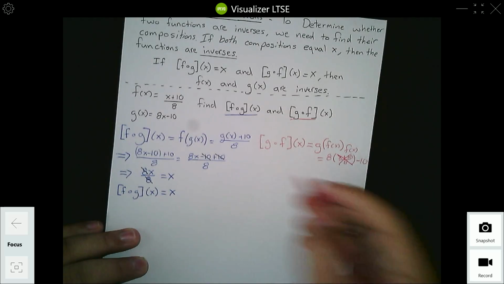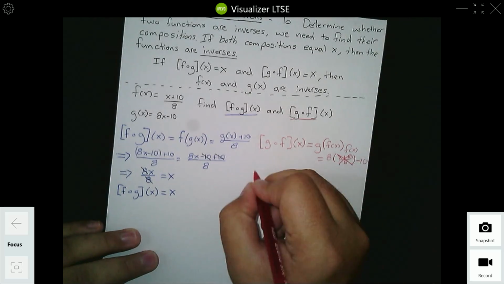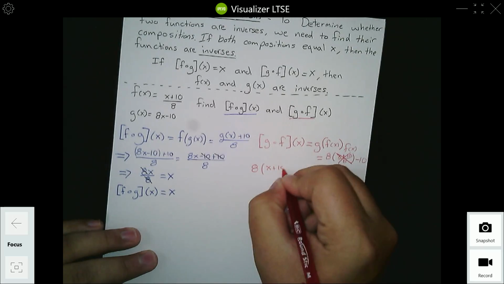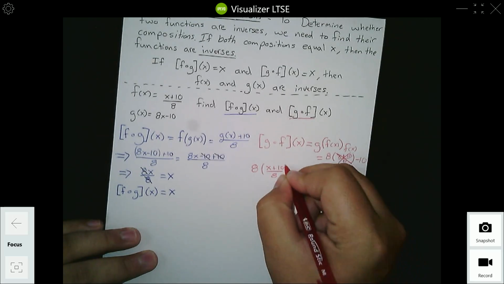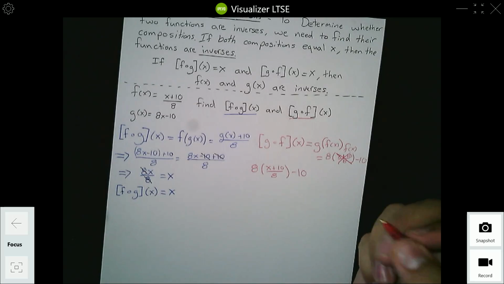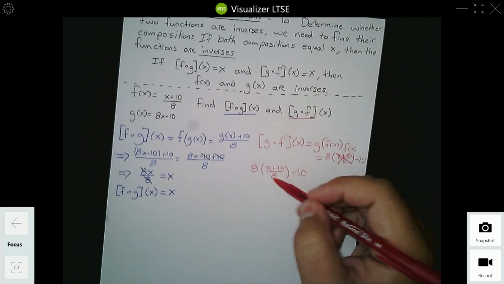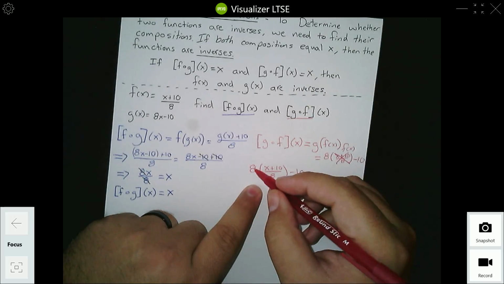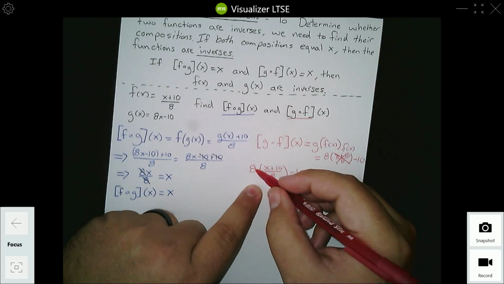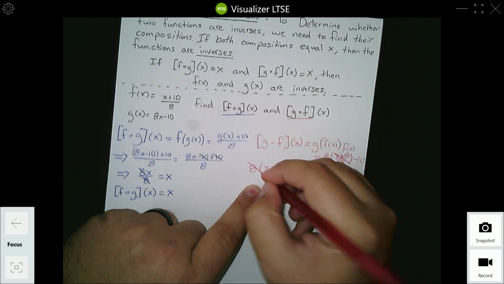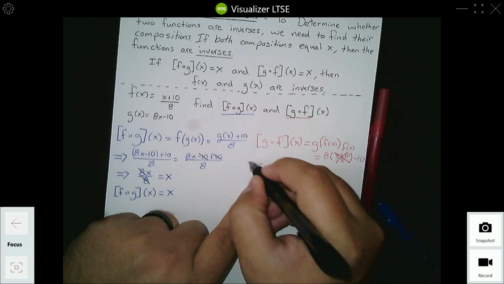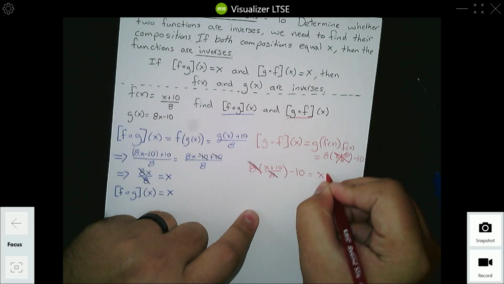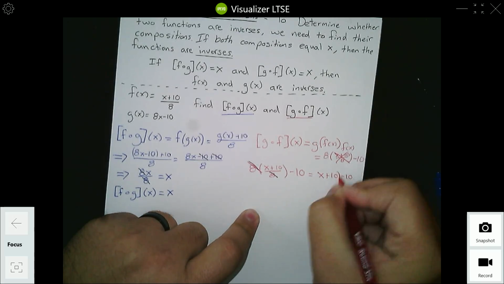So now I can come down here and rewrite this entire thing. 8 times (x plus 10 divided by 8) minus 10. Now, since I'm multiplying by 8 to everything and dividing by 8 to everything in this sequence right here, I can just say those multiplying and dividing will cancel each other out. 8 on top, 8 on bottom, they go away. So these two things go away, and we're left with x plus 10 minus 10.